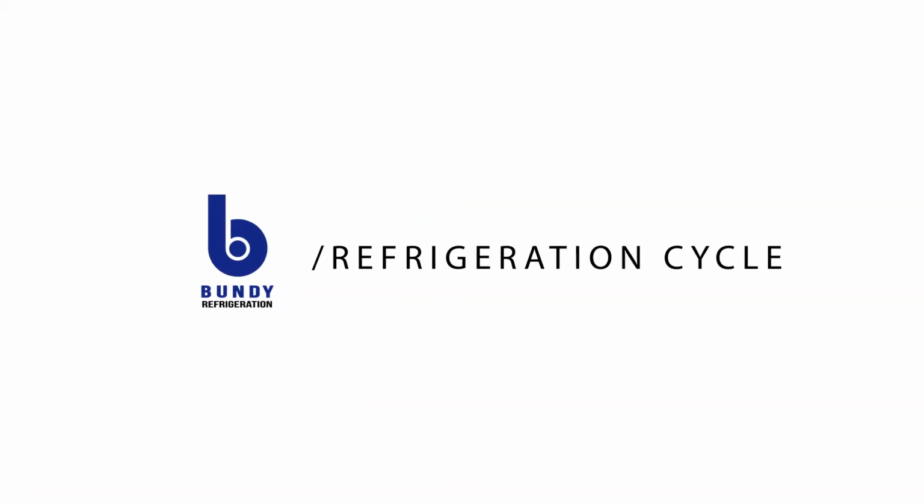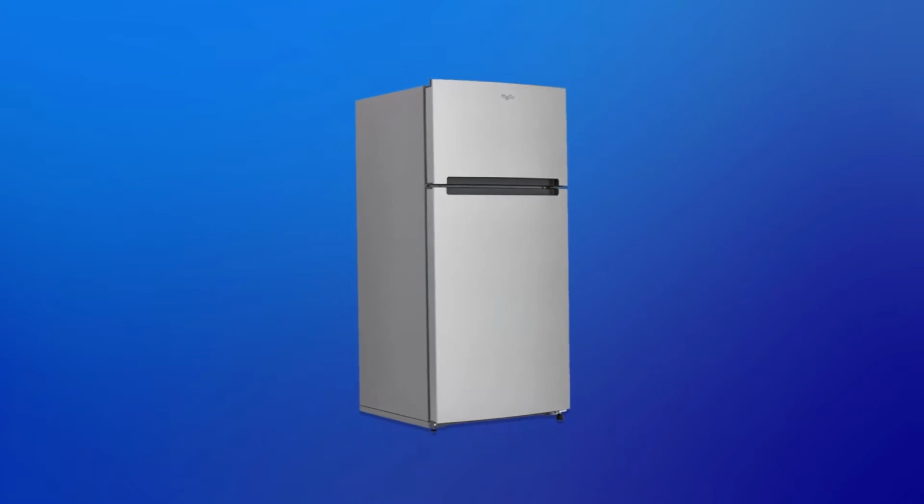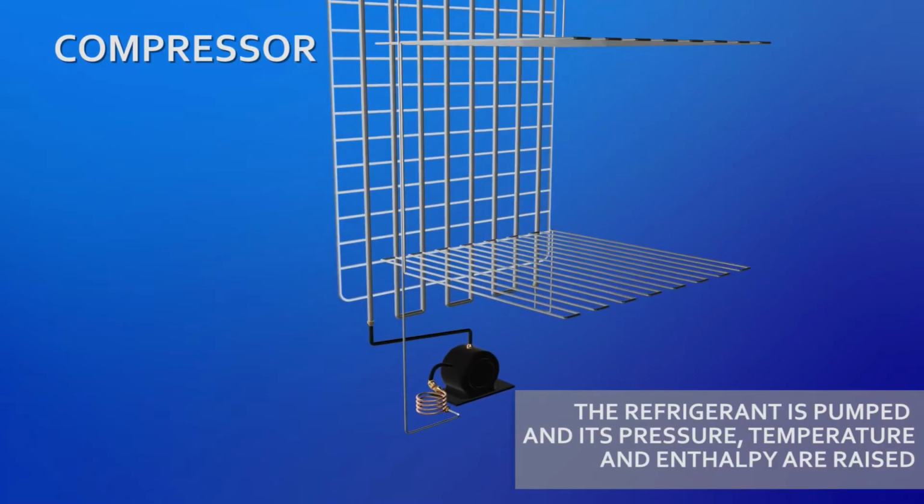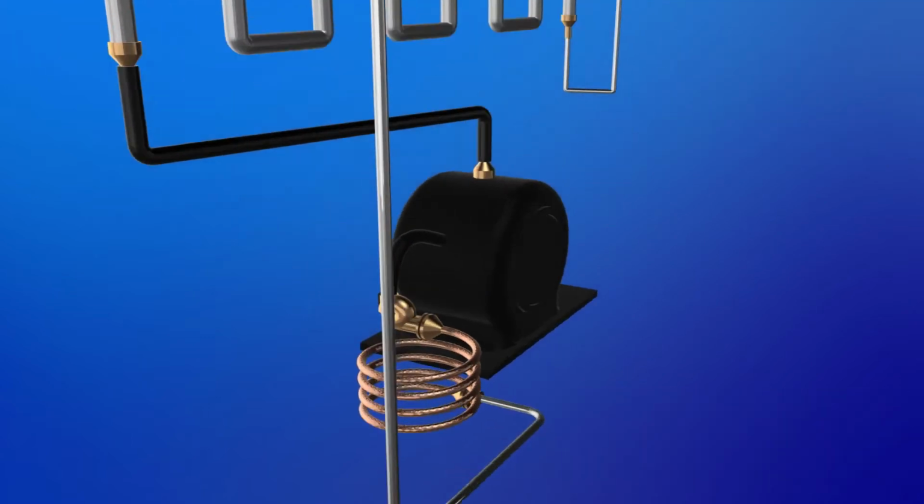In a refrigeration cycle, the refrigerant passes through the four main stages: compression, condensation, expansion or throttling, and evaporation. The process starts in the compressor, where the refrigerant is pumped and its pressure, temperature, and enthalpy are raised.